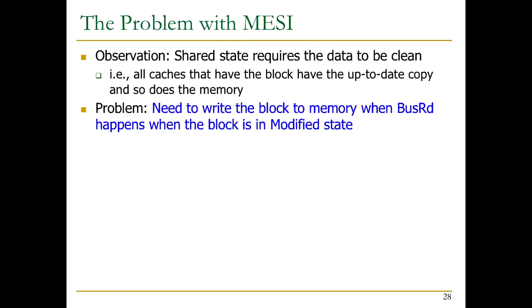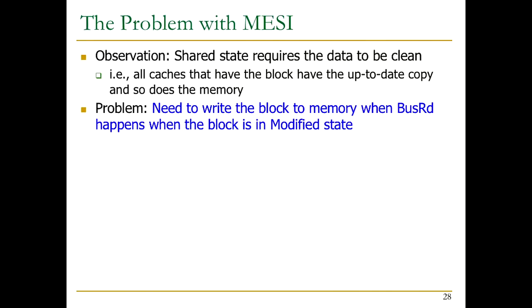So you're in modified state, and somebody's reading the data. You have the only copy. Well, you have the exclusive clean copy, or the exclusive dirty copy, which is the only copy. Now you have to write it back because you need to go to the shared state. That's the only state we have. And the shared state semantic says that all caches that have the block have the up-to-date copy, and so does the memory. So what you cannot do with these semantics is have two caches in modified state, right? Because we don't have a state for that. And that's the idea of the MESI protocol.